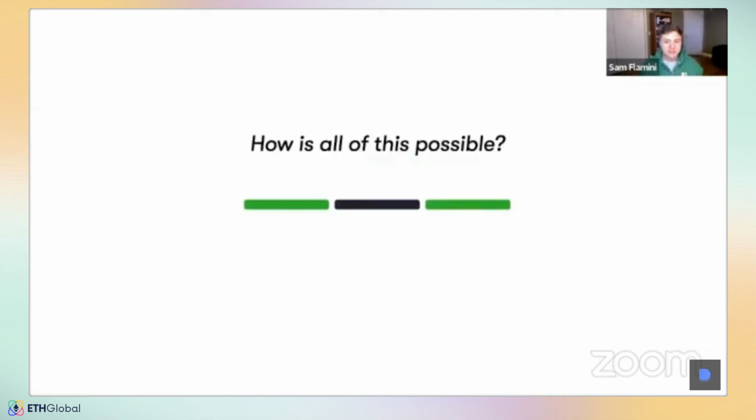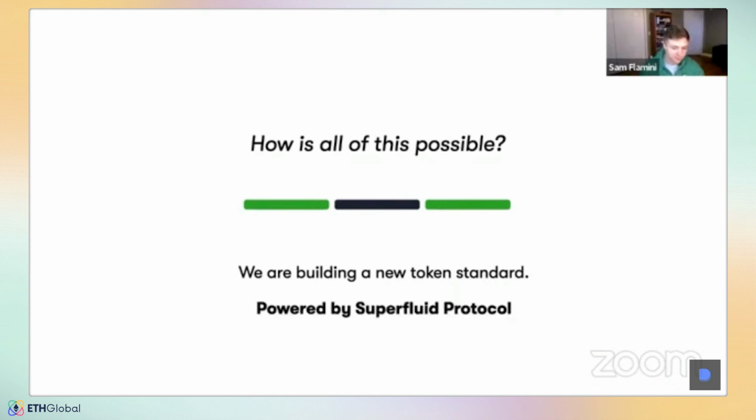But how is all of this even possible, right? Like, how is this possible? It's possible because we're building a new token standard. That's really why it's possible. And it's a token standard that is directly connected to Superfluid, the protocol, right? Which has been in existence for a long time, been battle tested, multiple audits, lots of high value applications building on top of it. It's just time for us to really start talking about this token standard, right? Again, it's powered by Superfluid Protocol.